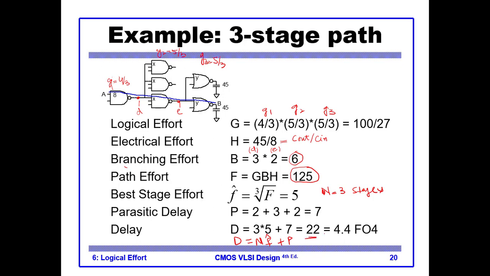And what is this thing? Here the delay is represented as a fan out of 4. So one fan out of 4 delay is 5. So 22 divided by 5 is basically 4.4. Okay, so this is the minimum delay for the circuit.